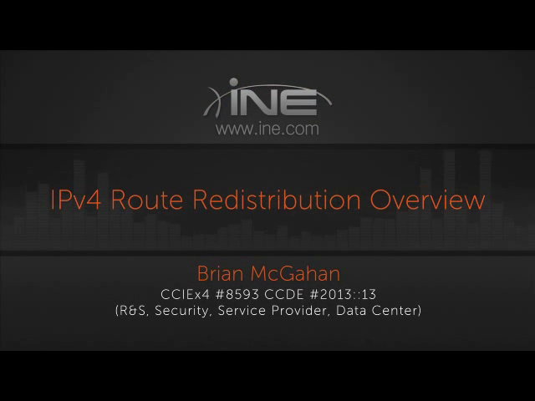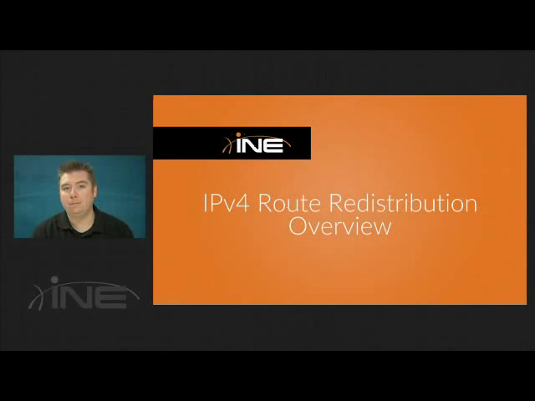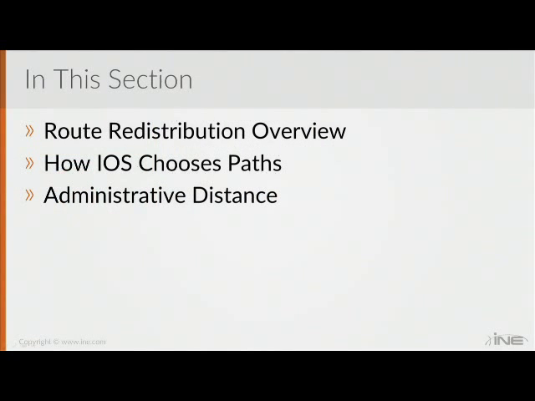In our next section here, we're going to talk about a general overview of how IPv4 route redistribution works. We'll come back a little bit later and talk about IPv6 redistribution because there are some minor caveats and differences between the two implementations. But specifically in this section, we're going to talk about just in general how route redistribution works. And then most importantly, how the router, or how IOS specifically, is going to choose one path over another. And when we're looking at multiple paths to the same destination, how are we actually going to make this decision by looking at the administrative distance?